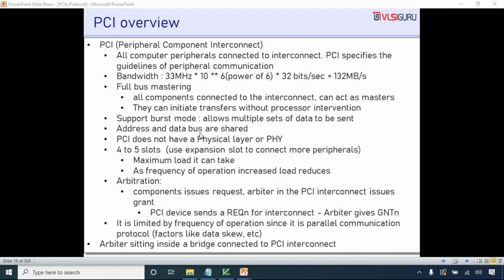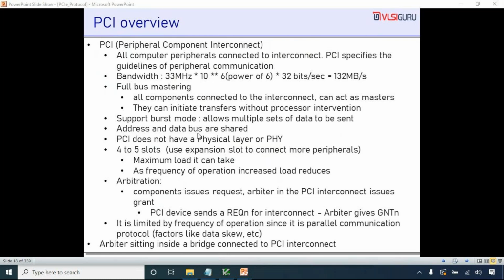Why do you think we want to share address and data bus? To reduce the number of pins, right? See, PCI supports a concept where initially you initiate the address phase, then the data transfers corresponding to that transaction will happen. So at any point of time, either you are doing the address phase or you are doing the data phase. So to reduce the number of pins, we can share the address and data bus.